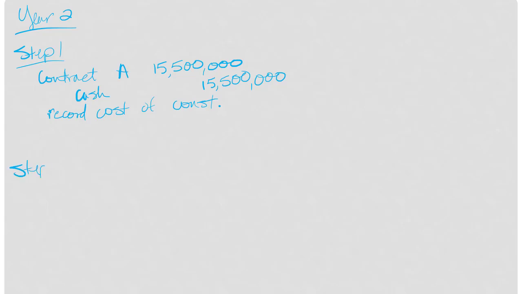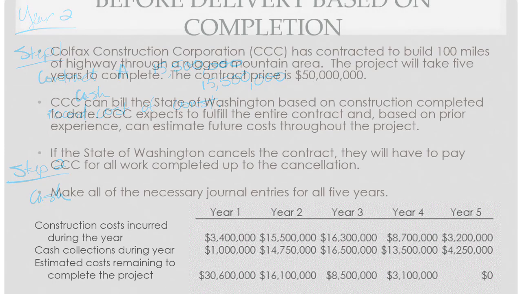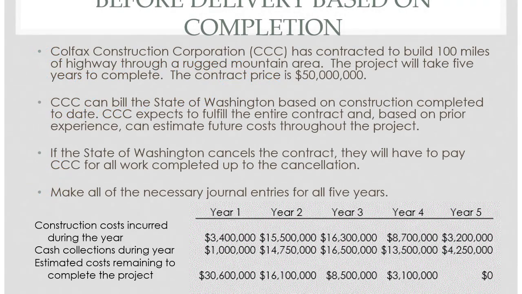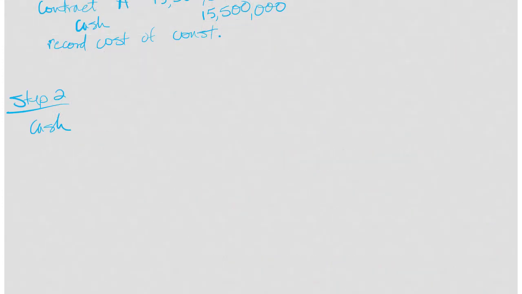Step number 2 is to recognize our payment. So in this case, we got cash from the state of Washington. Again, it was given to us back here. There's that $15.5 million and the $14.75 million. That's what the state of Washington has paid us. So we've got cash coming in.